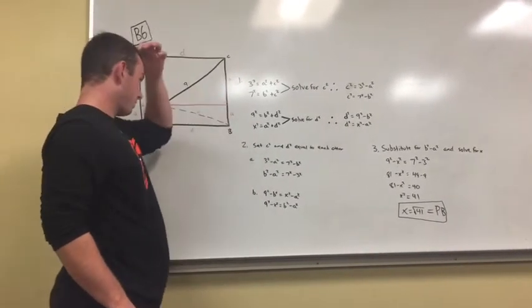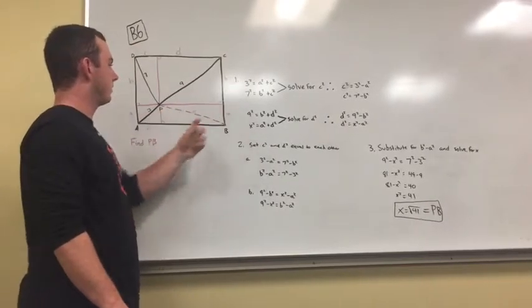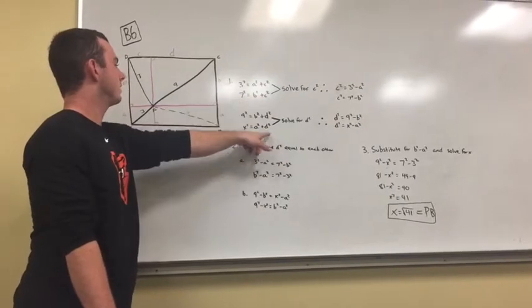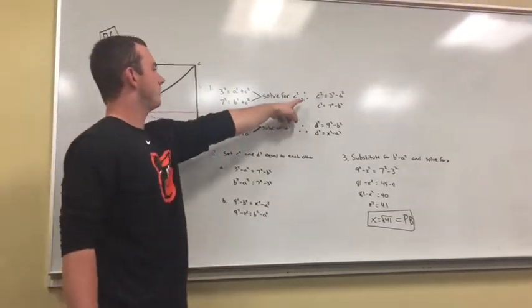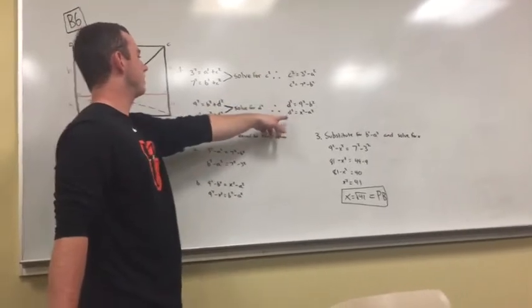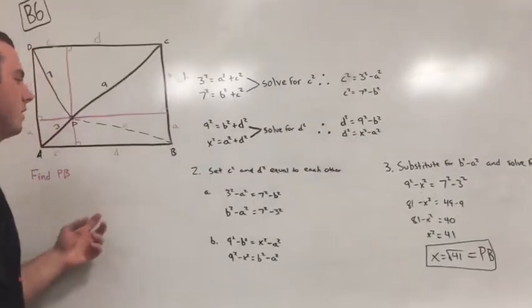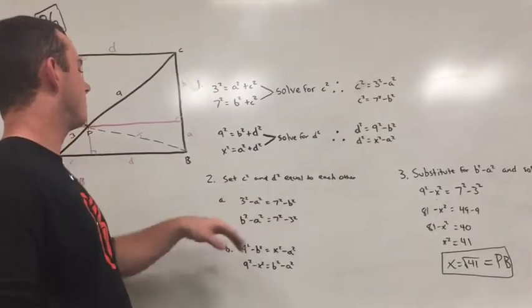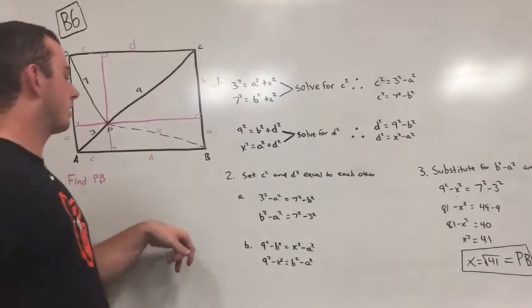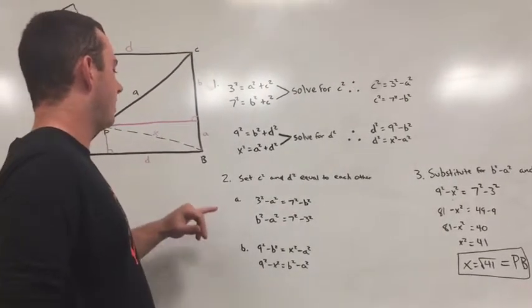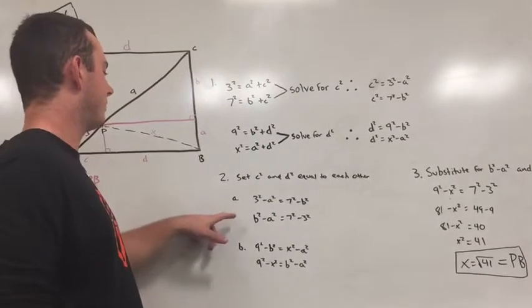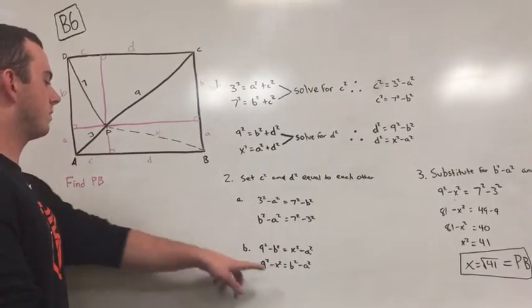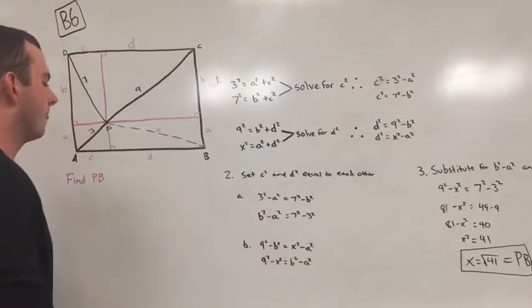So the next step you have to do is, each of your groups of equations has a repeating variable, c squared and d squared, and you solve for c squared in the first group and d squared in the second group, so that you can then substitute here. So what you do is you set c squared and d squared equal to each other, and you get your constants on one side and your variables on the other. So for both of these, you're going to get b squared minus a squared by themselves, because you'll be able to then set these equal to each other.